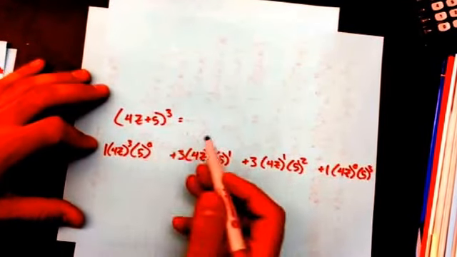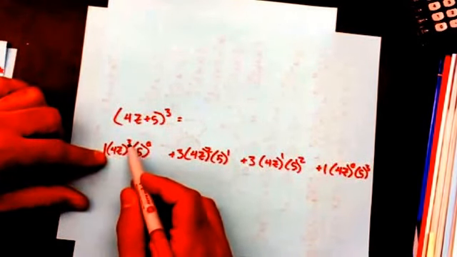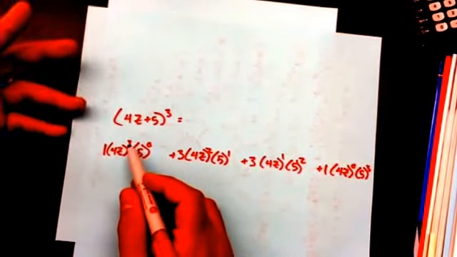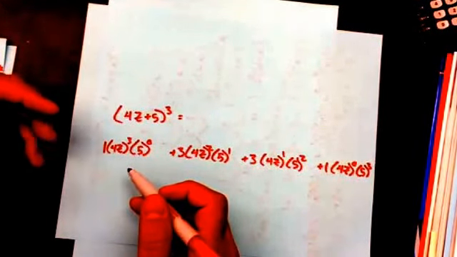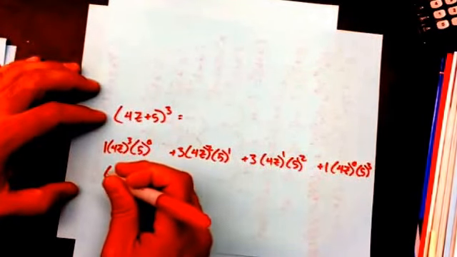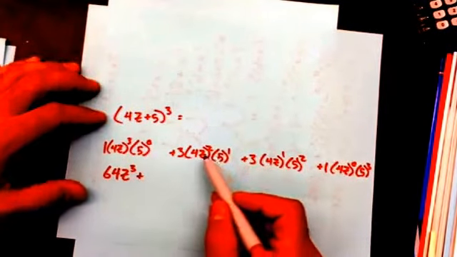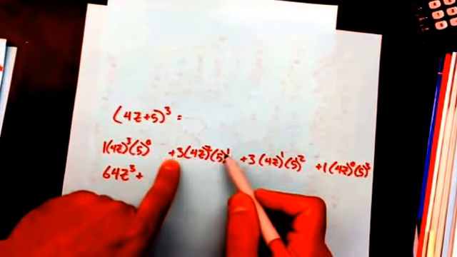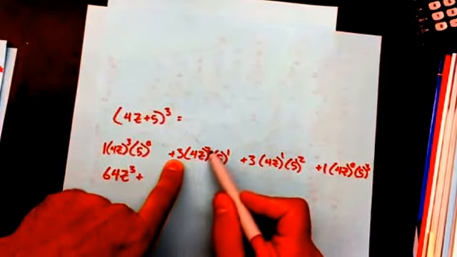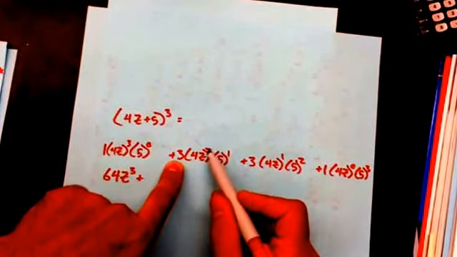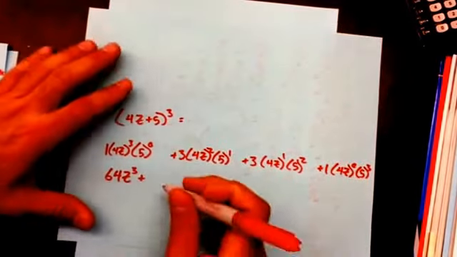5 to the power of 0 is 1, times 1 is 1. 4z to the power of 3 is really 4 to the power of 3 and z to the power of 3. So 4 to the power of 3 is 64 z to the third, plus 5 to the power of 1 is 5 times 3 is 15. 4z squared is really 4 squared and z squared. So 4 squared is 16 times 15 is 240.